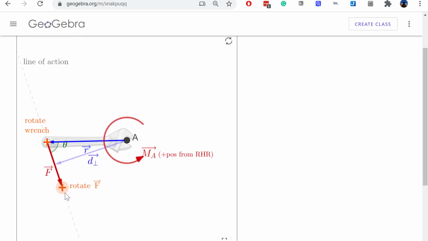Now, something you've probably seen lurking in here is this second position vector r. And it turns out that we don't always have to find the d perpendicular. You can also find any vector which connects our point of interest with the line of action of this force. And so technically we could be pointing right here at the end of the handle.